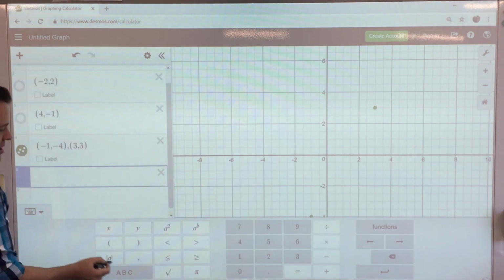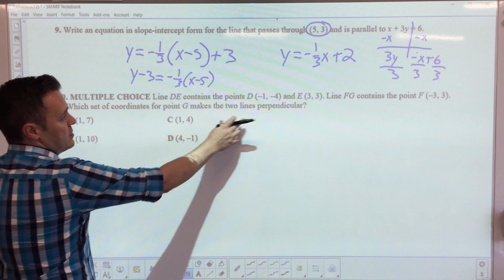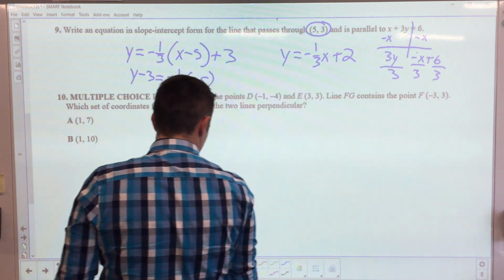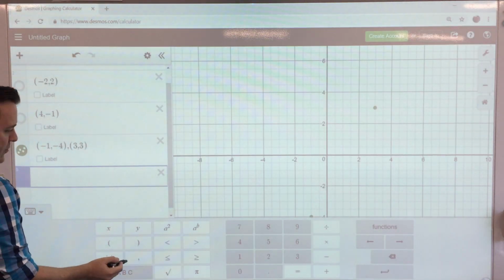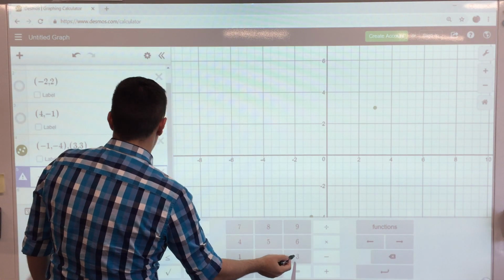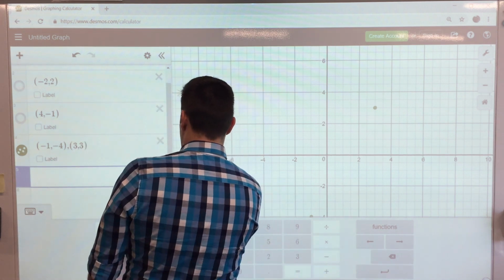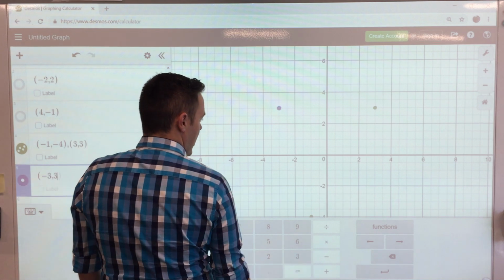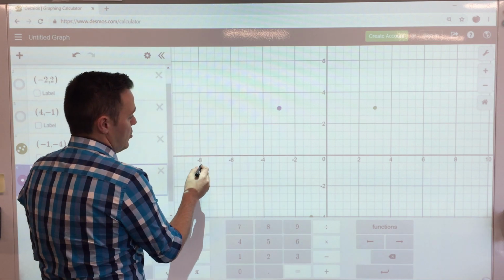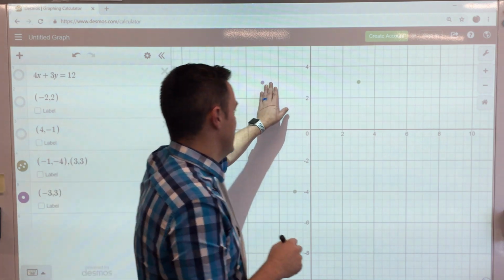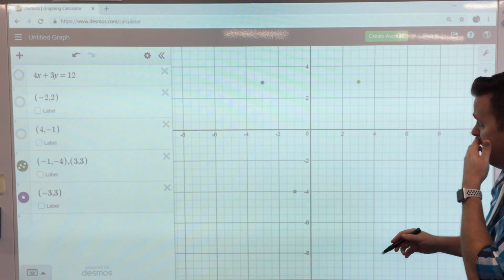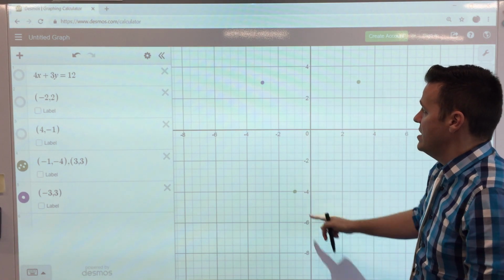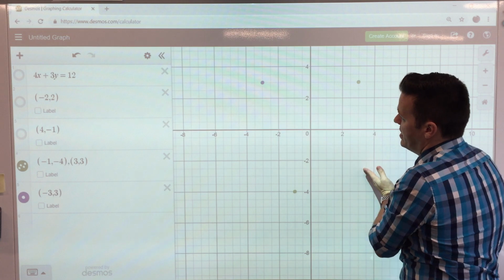And then what I want to do is create a third equation. My third point for my line FG, my F point is negative 3, 3. So if my F point is negative 3, 3, I'm going to try to find, let me close it out here, negative 3, comma 3. All right, what I need to do is find a line or a point that is perpendicular to this line. So what you technically would want to do is find out the slope from here to here. What is our slope with this? And then what you'd want to do is find the perpendicular line.